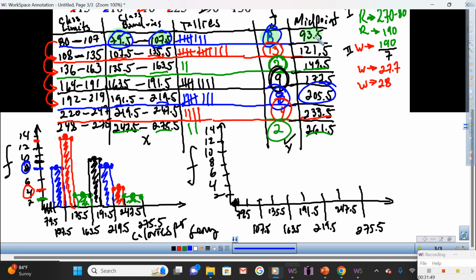So, start with our first class. I'm going to start at what? 8, and I go to 93.5. 8, 93.5 is about right there. To spot your point. Next, 13, 121.5. 13, 121.5 is about right there. Next one, 2, 149.5. 2, 149.5 is about right there. 9, 172.5 is about right there. 8, 205. About right there. 4, 233. And 2, 261.